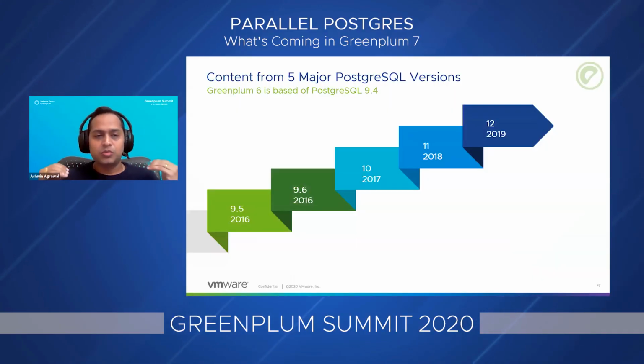Now let's look at the next slide, what that really means. Greenplum 6 was on Postgres 9.4. So essentially, Postgres 12 has content corresponding to five major Postgres versions. So 9.5 to 12, the features, enhancements, performance improvements, all the content will be available as part of Greenplum 7. And it takes quite a bit of work for the team to absorb the features and functionality provided in Postgres, which is a single node instance, to make them available in a massively parallel fashion in Greenplum. But that's what Greenplum 7 will be shipping with.